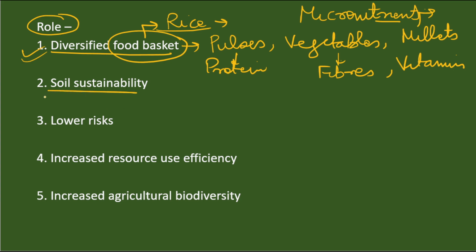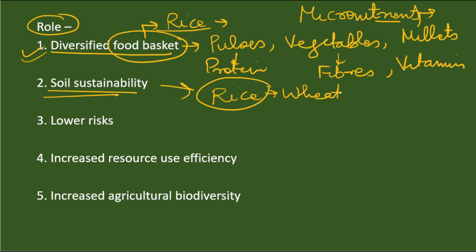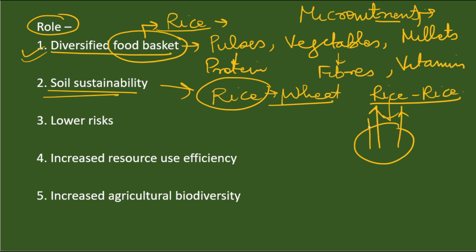Second, soil sustainability. How? Suppose we are growing single types of crops. Suppose we are into a rice-wheat system. So what happens every time, or we can say you are into a rice system, for example, I'm just giving an example. Every time the same types of crop absorb the same types of nutrients from the soil. एक ही क्रॉप अगर आप बार बार लगाओगे तो एक ही टाइप के न्यूट्रिएंट्स वो बार बार सॉइल से लेगा, ठीक है. So what happens when you diversify our crops, when with rice we are now adding pulses.